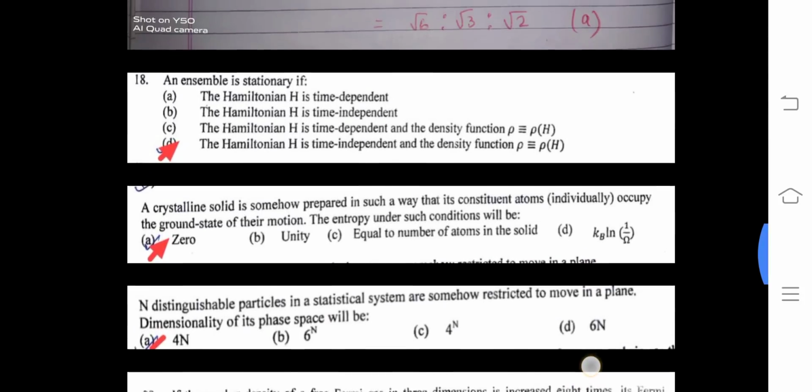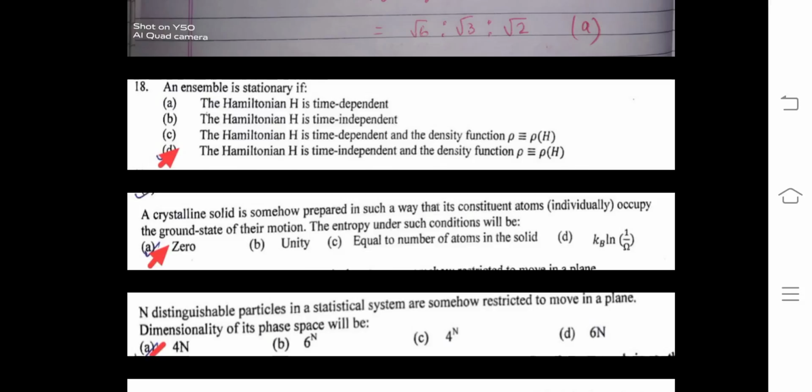So the next question is that N distinguishable particles are restricted to move in a plane. If they are restricted to move in a plane, we have a two-dimensional situation. So, the dimensionality of phase space: we know that for N particles, we have 3N dimensions of position and 3N coordinates of momentum.